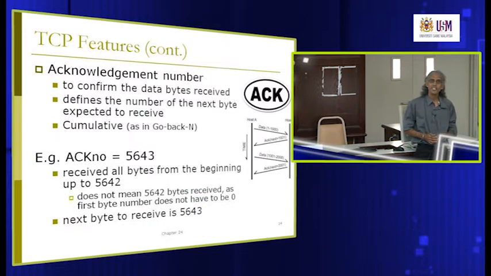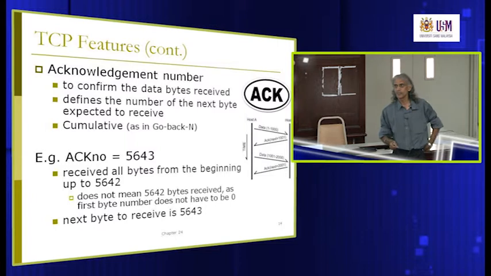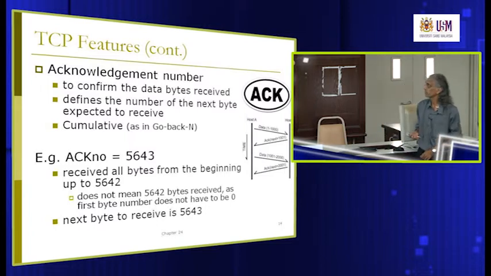So since you have sequence numbers, and this is a reliable service, it means that TCP must also have acknowledgements. And so acknowledgements will also be numbered. Since it uses the Go-Back-N protocol, the acknowledgement number is basically cumulative. So it will receive multiple TCP segments, and then one acknowledgement will indicate all the previous TCP segments which it has received. So the acknowledgement number is basically to confirm the data bytes received. It also defines the next byte of data expected to receive.